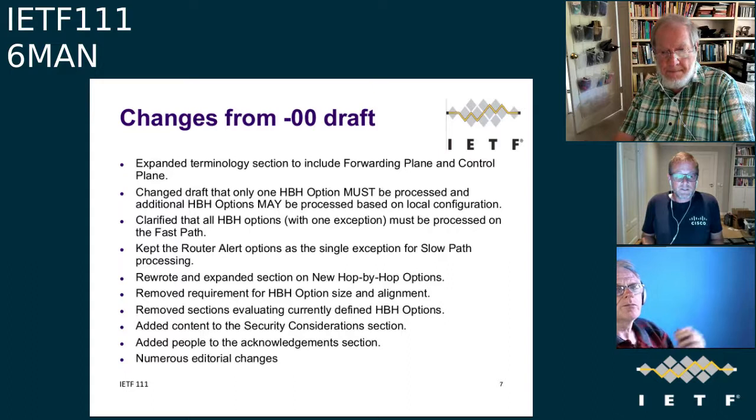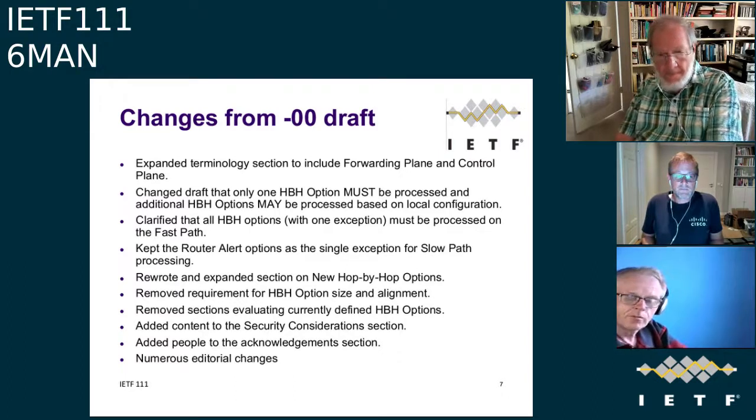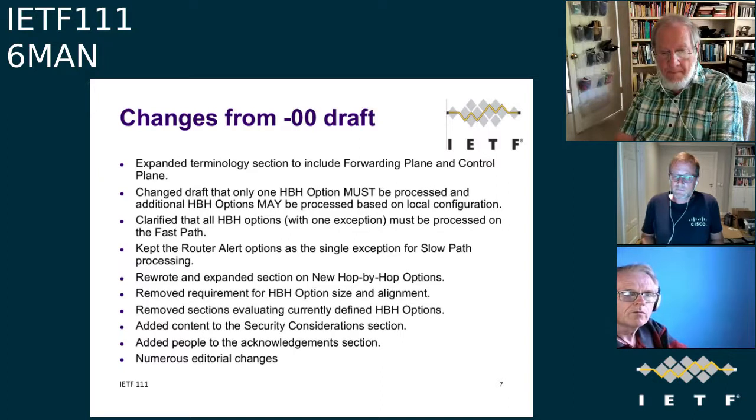So in some of the discussion on the list, especially about the second bullet, that a hop-by-hop option must be processed, there was a lot of question whether or not that's practical, because we have a lot of deployed routers that may just ignore all the hop-by-hop options, which would actually be conformant with RFC 8200. Can you comment on that?